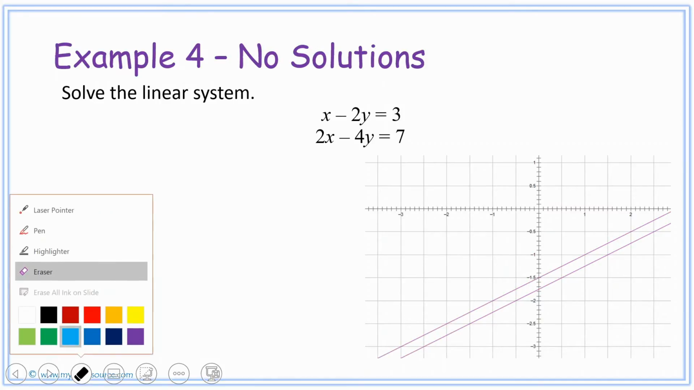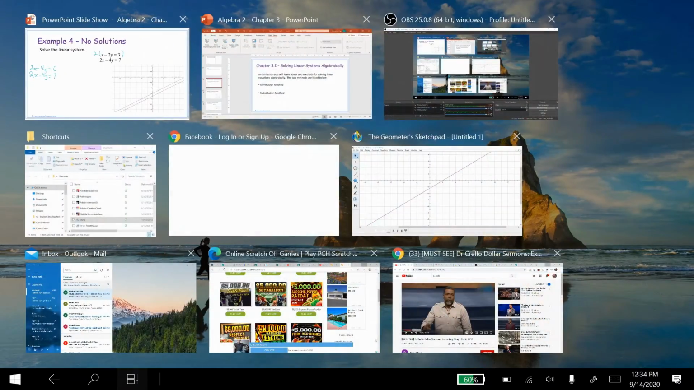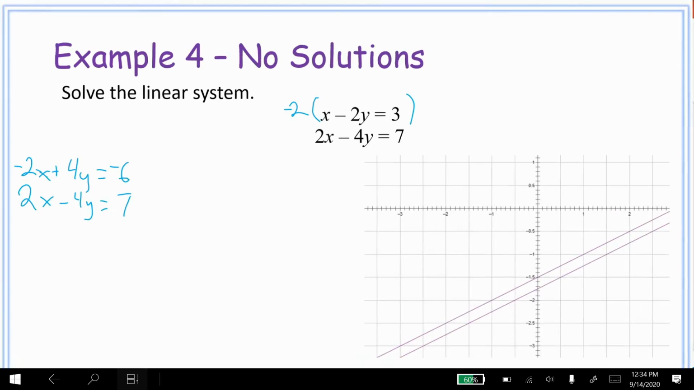But just to show what that would look like if we were to solve it, you can see that if you multiply this one by 2, then you would get 2x subtract 4y equals 6, and then we have here 2x subtract 4y equals 7, right? And that would have been better as a negative. So if I do a negative 2, now we can just add everything together.